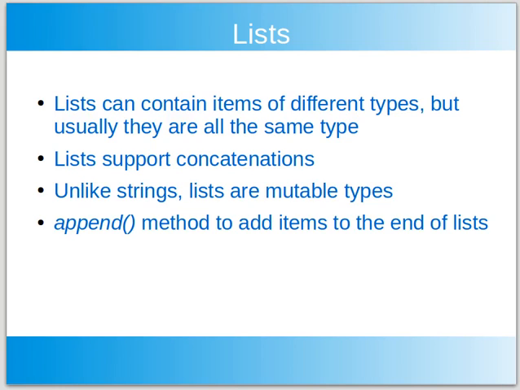Lists. Lists can contain items of different types, but usually they are all the same type. Lists support concatenations. Unlike strings, lists are mutable types. The append method adds items to the end of the list.